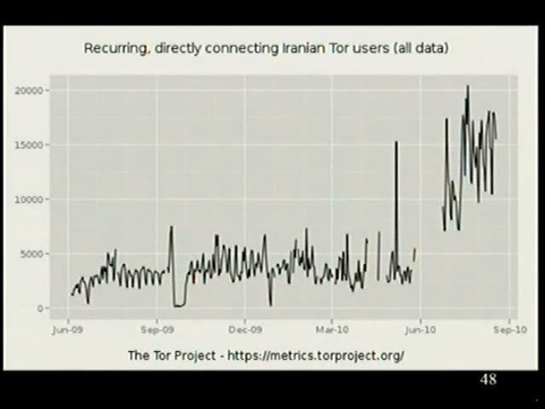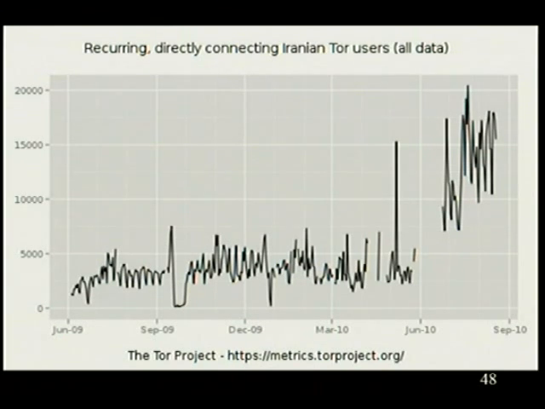And here we have direct connections to the Tor network from Iran. And there are a couple of interesting things here. One of them is that we changed our GeoIP database so that we are more accurately measuring where users are coming from. And that's the difference between this and this. So in fact, this whole graph should be at the 15,000 users a day mark or something like that.